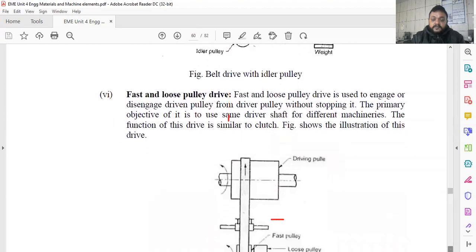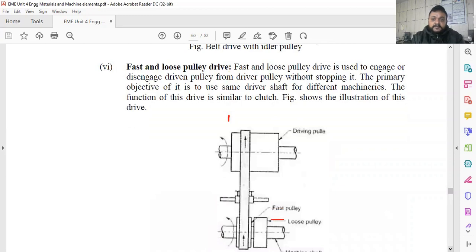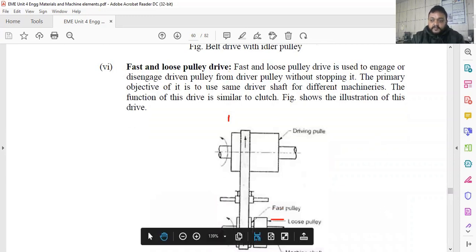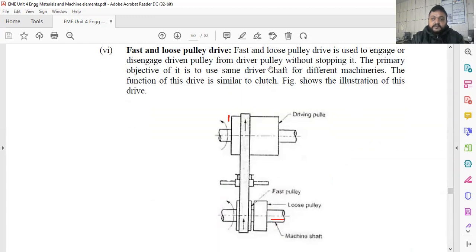Then fast and loose pulley. Now fast and loose, as we already discussed about the coupling, you know about the coupling. Now fast and loose pulley is nothing but the coupling, in which just have to see. We can easily change the belt like coupling. So fast and loose pulley is used to engagement or disengagement of the drive pulley with the driven pulley without use of the clutch and without stopping the driver pulley. According to the operator's wheel, same function like clutch. The primary objective of this is to use same driver shaft for different machinery.